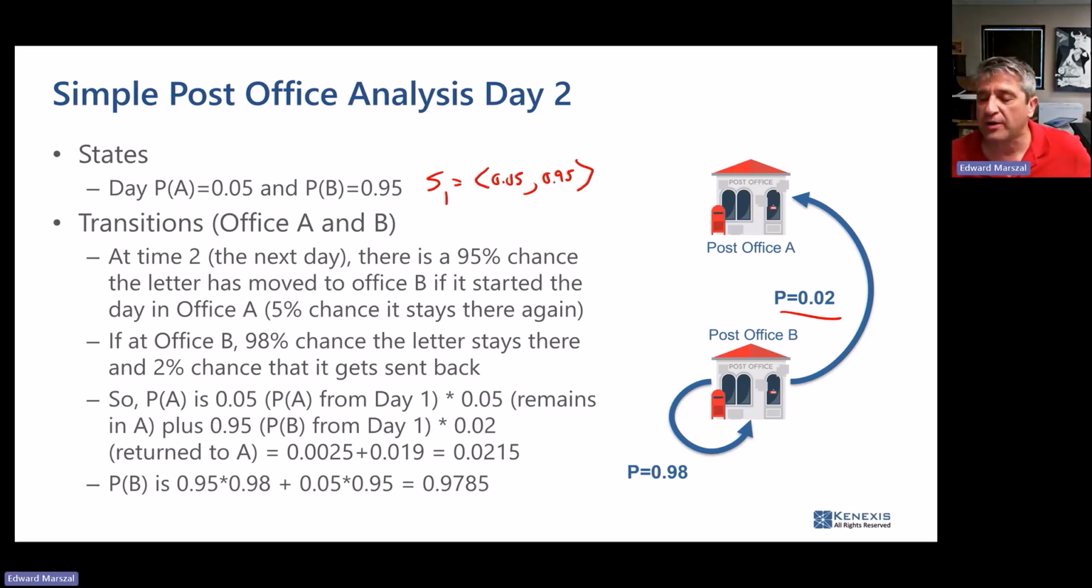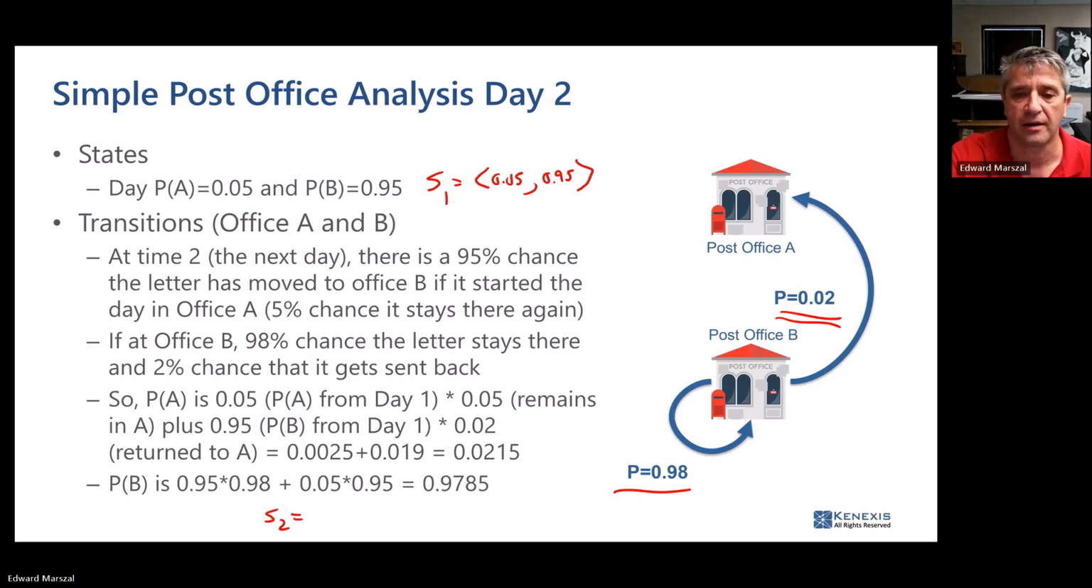Okay, so going back to that, some of the probabilities have to go to unity. If there's a 2% chance that it goes back to post office A, then there's a 98% chance that it's going to stay in office B. So in order to get the state vector at time 2, you need to do probability multiplication.